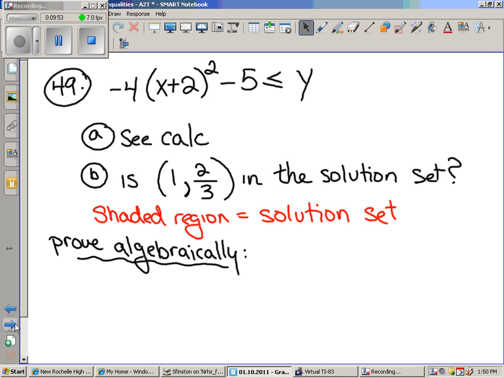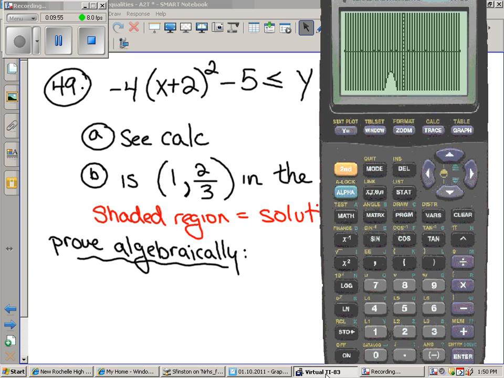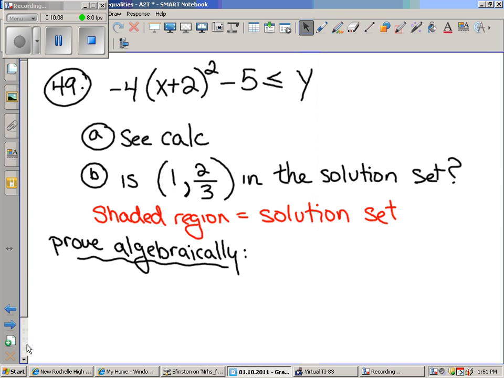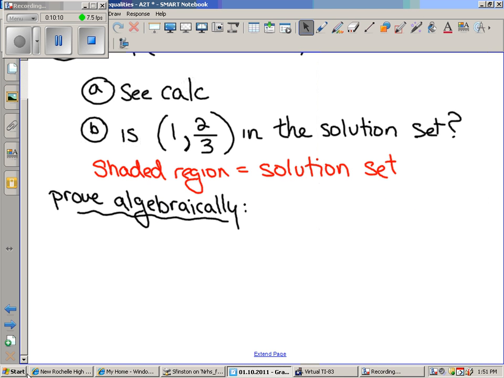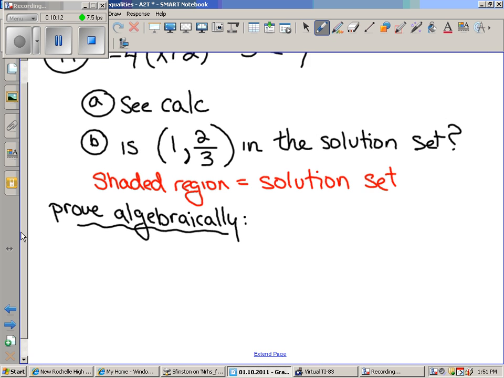So now let's go back to this one, right? Let's go back to this graph. So part A was done. Calculator, that's the graph. Is 1 comma 2/3 in the solution set? Troy, Lumberg? Yeah, it is. How could you prove this algebraically? You plug in those numbers. Excellent. That's what we're going to do.